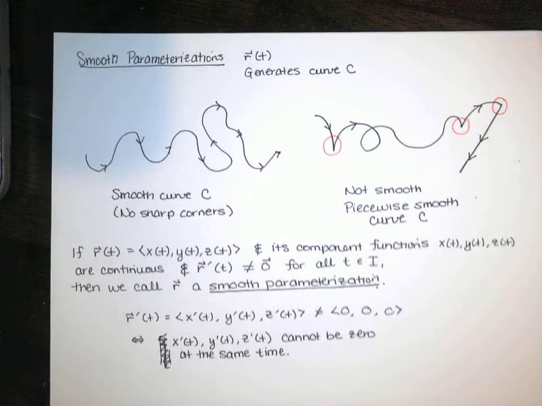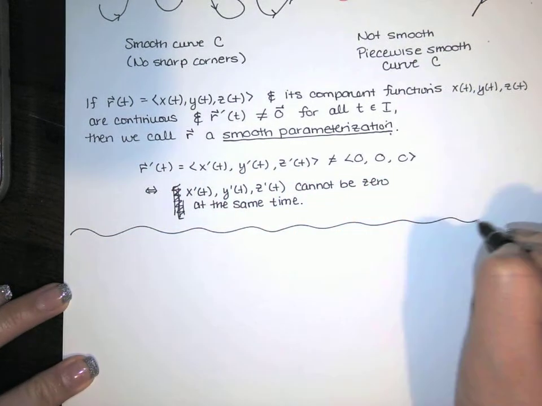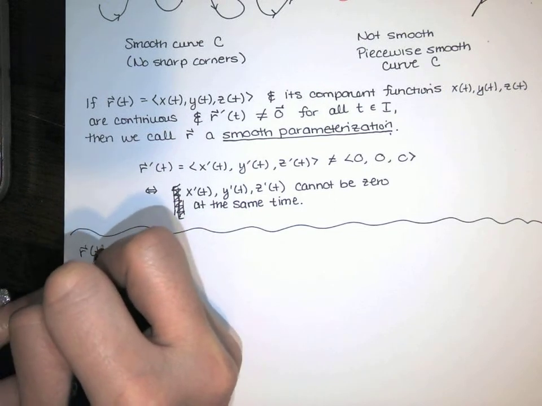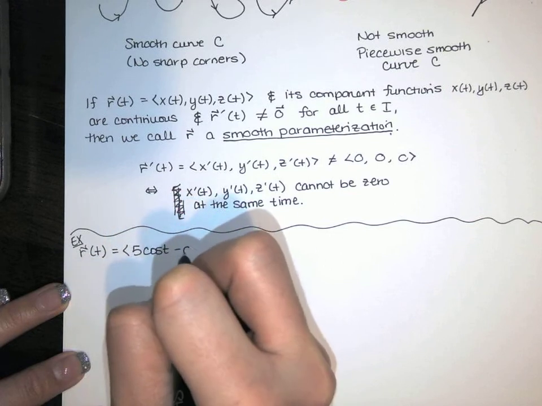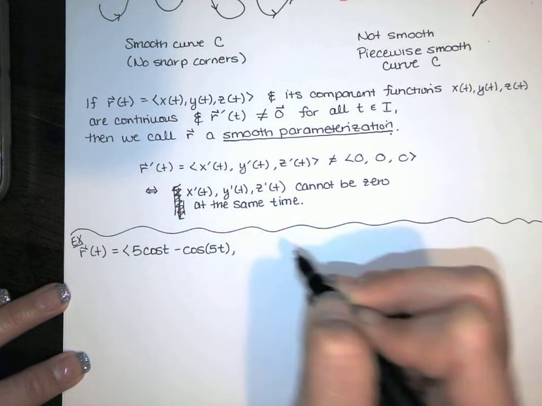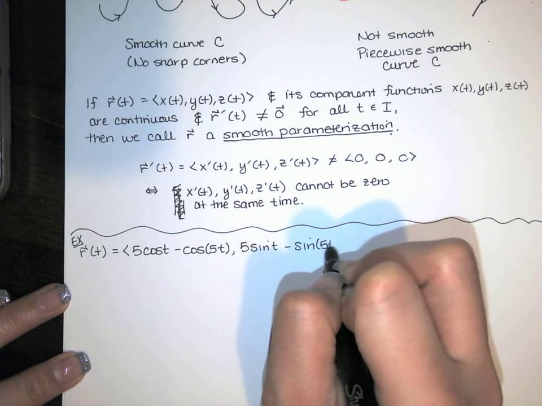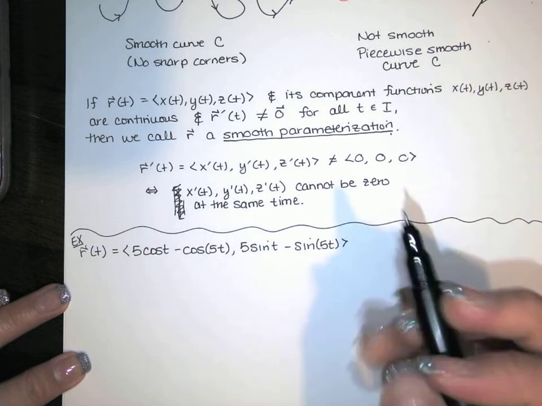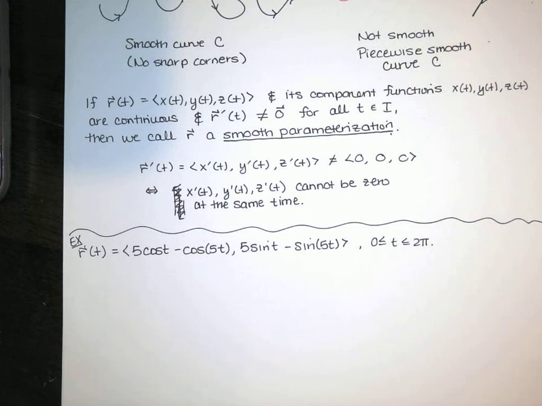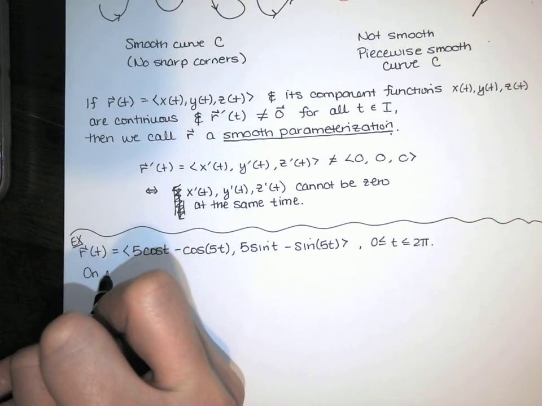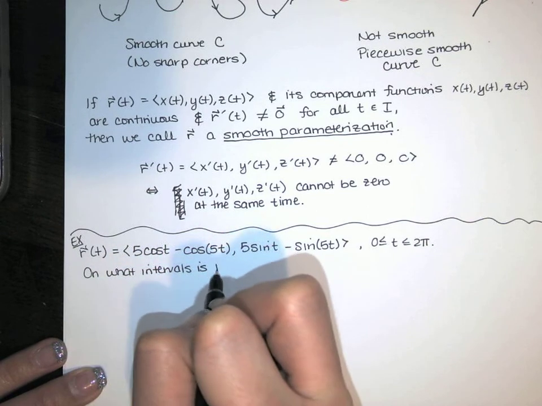Okay, so let's look at a curve and try to find the time intervals when the parametric curve is smooth. So this is r of t. It has components 5 cosine of t minus cosine of 5t and 5 sine of t minus sine of 5t. And we're given an interval. We're told that t is between 0 and 2 pi, including the endpoints. And the question says, on what intervals is r of t smooth?